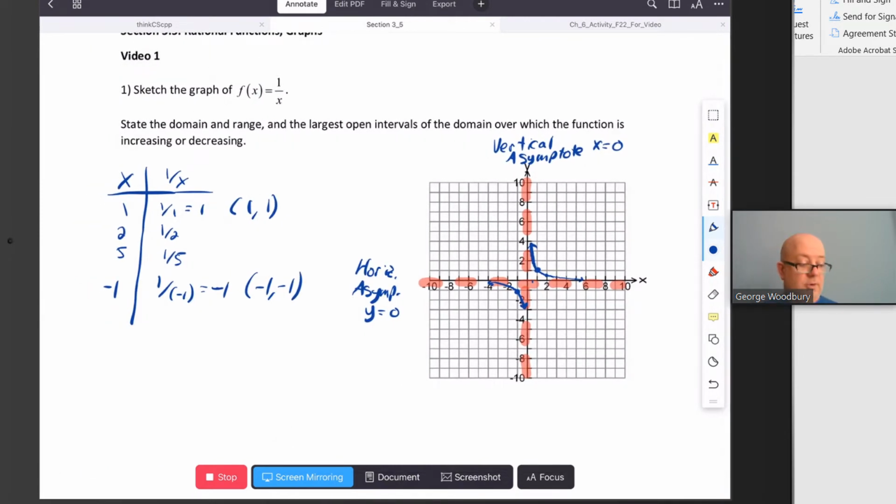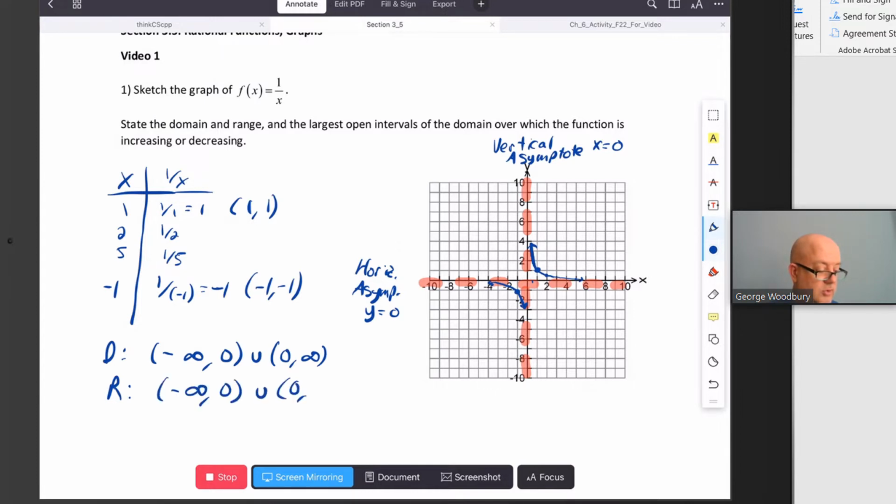We need the domain and range. The domain is the set of all real numbers except for 0, because of that vertical asymptote, the function's undefined there. And the range, right, we've got arrows heading up and down in both directions, except it never quite hits that value of 0 for y. So the range is the same: -infinity to 0, union 0 to infinity.